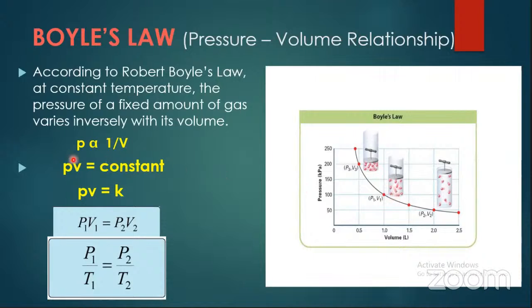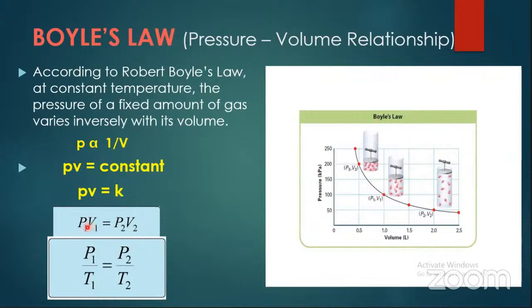So the same proportionality is taken here: pressure is inversely proportional to volume at constant temperature. This is nothing but Boyle's law. If you rearrange this equation, with P and V taken onto the left side, PV is equal to constant. PV is equal to K.